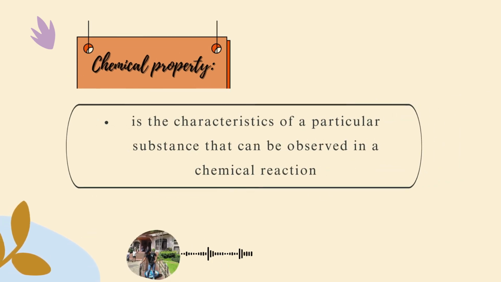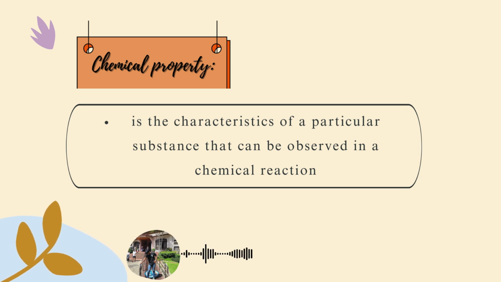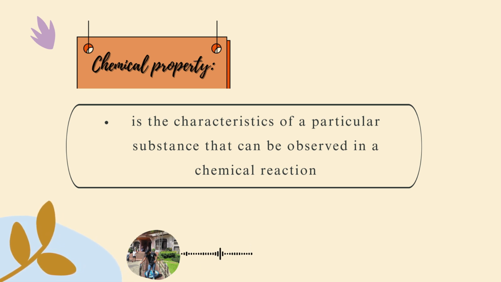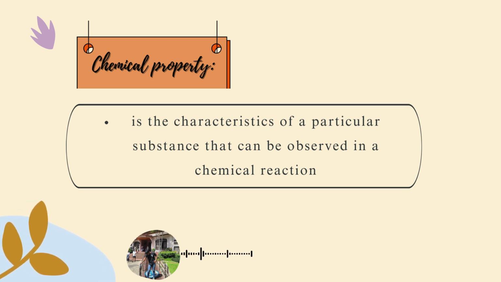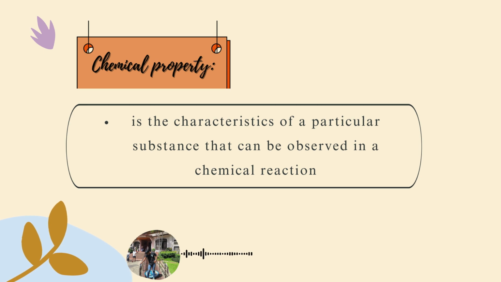Chemical property of metals is a characteristic of a particular substance that can be observed in a chemical reaction. Chemical property describes a substance's ability to undergo a chemical change or reaction, resulting in the formation of new substances. Examples: reactivity with acids and bases, flammability, oxidation state, the ability to rust, or ion formation.